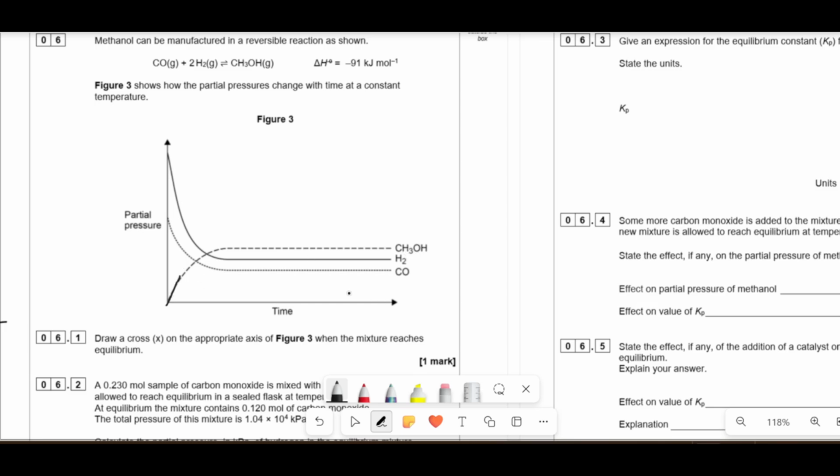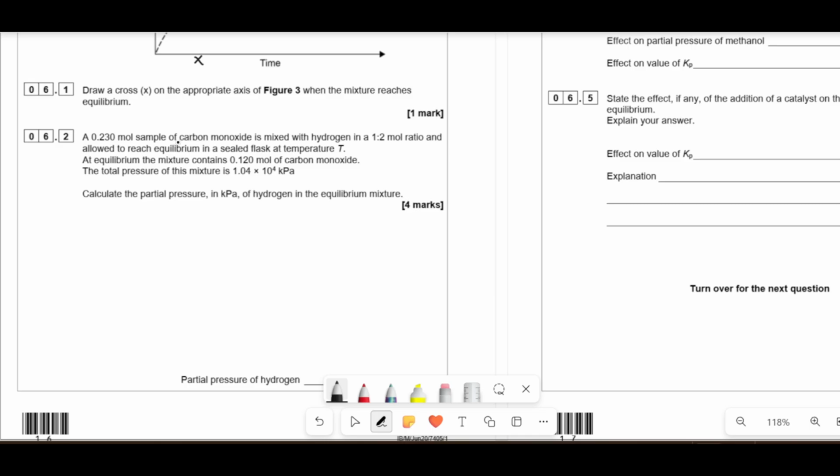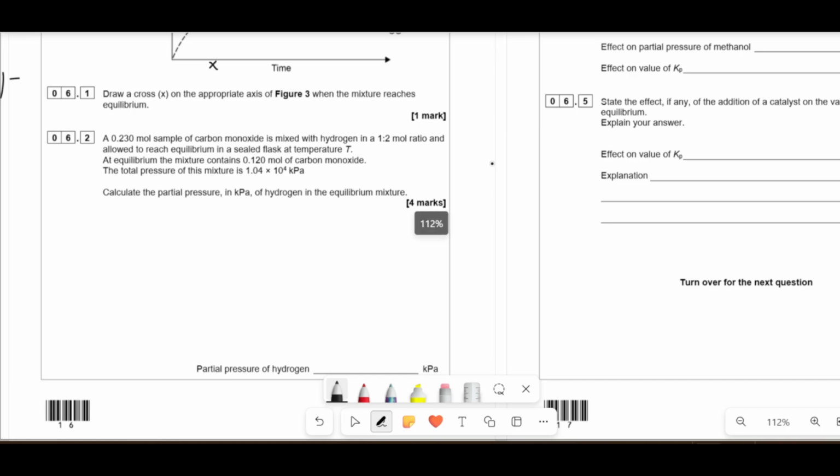You can see as the time goes on, the partial pressure increases and levels out, meaning it's hit equilibrium, and these drop at the same time, so around wherever it starts to level out is where our X is. So then it says a 0.230 mole sample of carbon monoxide is mixed with these in a 1:2 ratio and then allowed to reach an equilibrium at this temperature T. At equilibrium, this has this much carbon monoxide, and the total pressure is that. Calculate the partial pressure of the hydrogen in this equilibrium mixture.